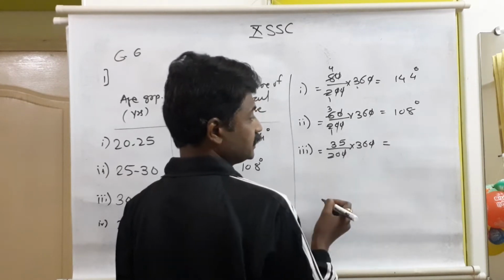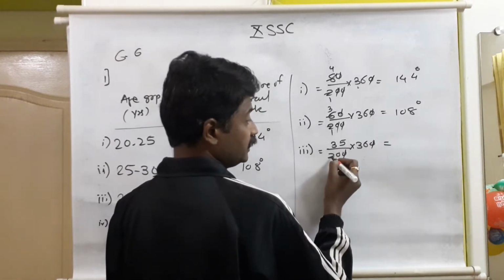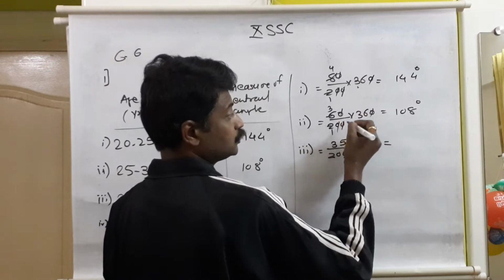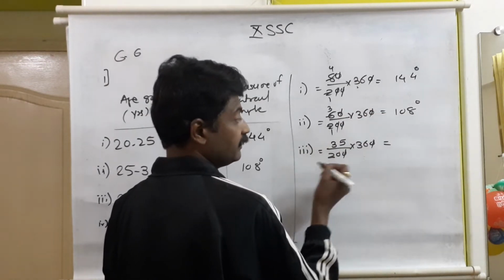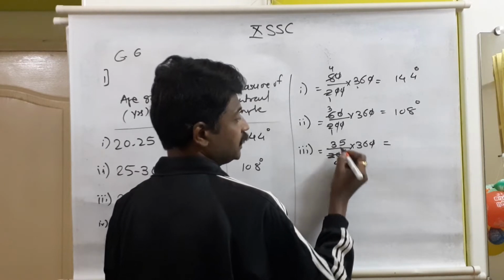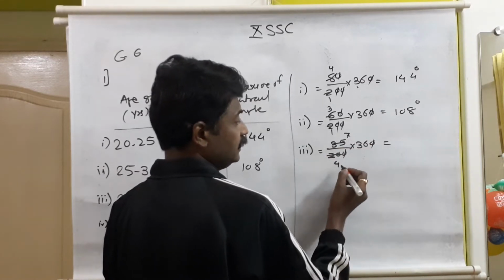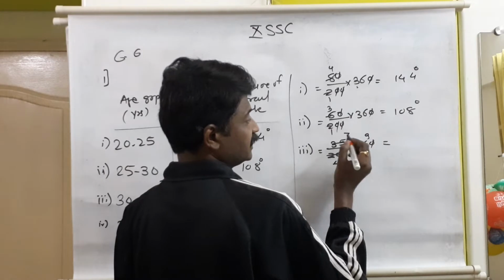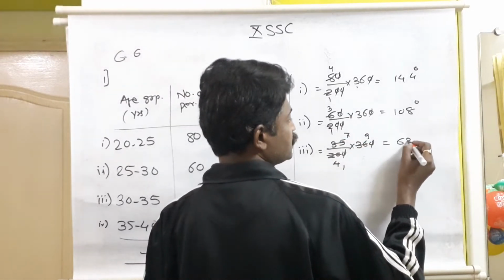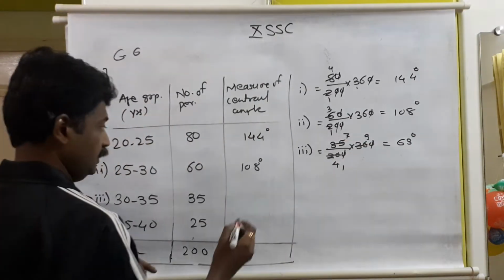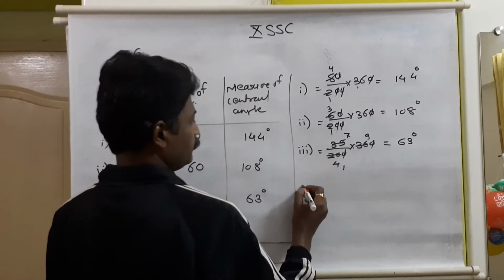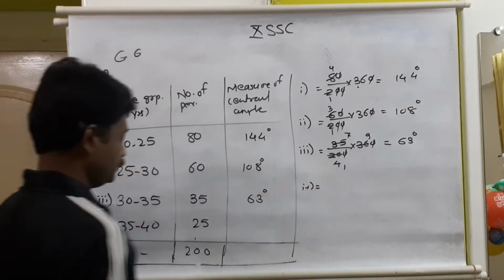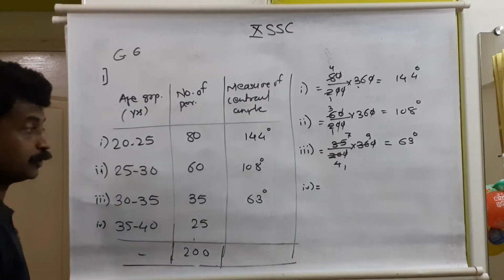The zeros get cancelled. Now we'll divide it by 5, because here we don't have a zero. 5 4s are 20, 5 7s are 35, now 4 1s are 4, 4 9s are 36, 7 into 9, 7 9s are 63 degree will be the angular measurement for class 3. Class 4, angular measurement, 25 out of 200.